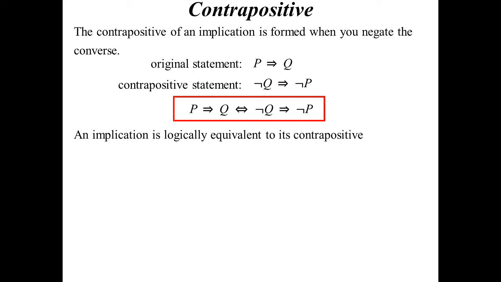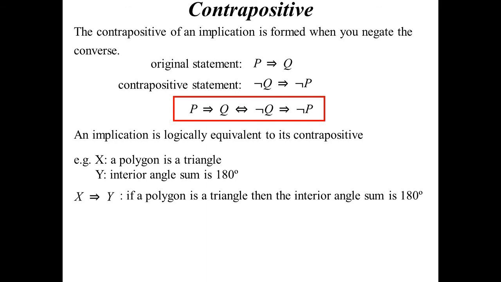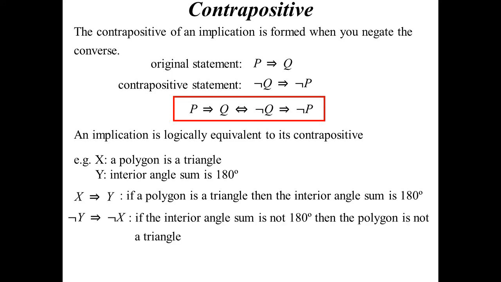Here's an example of that. X is going to be the statement, a polygon is a triangle. And Y is that the interior angle sum is 180 degrees. So X does imply Y. If a polygon is a triangle, then we know the interior angle sum is 180 degrees. Well, let's have a look at not Y implies not X. If the interior angle sum is not 180 degrees, then we know the polygon is not a triangle. So they are actually equivalent statements.